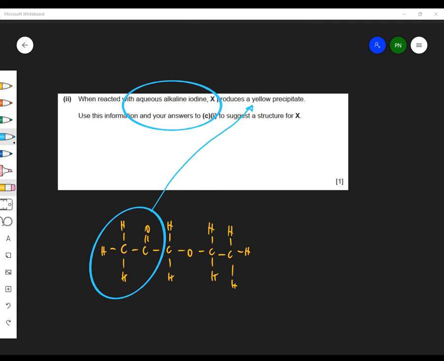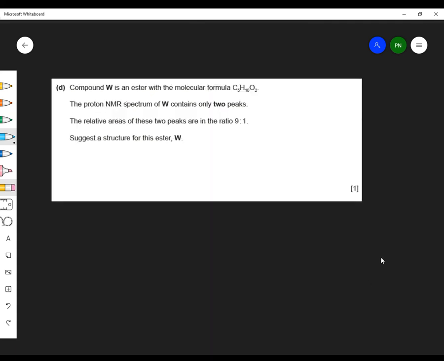Okay, let me stop this for a second. Okay, so this is the next part. Compound W is an ester with the molecular formula of that. Proton NMR of W contains only 2 peaks. The relative areas are 9 and 1. Suggest the structure. Okay, so whenever I see a 9, I always think of this group. CH3, CH3, CH3. All right, that's 9, isn't it? And the 1, how many have we got? 1, 2, 3, 4, 5. That would give you 9 and 1.